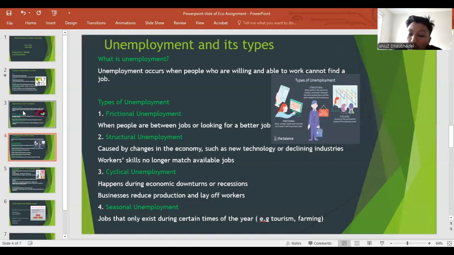So the final one is seasonal unemployment. Seasonal unemployment means jobs exist only at certain times of the year, like in tourism or farming. So, in summary, unemployment can be temporary, structural, caused by economic cycles, or seasonal. Understanding these types helps us see why people lose jobs and how the economy changes.